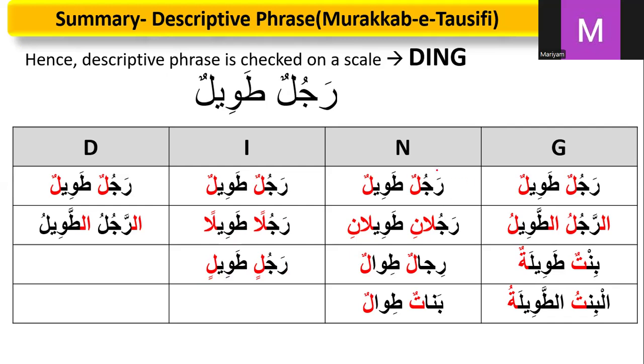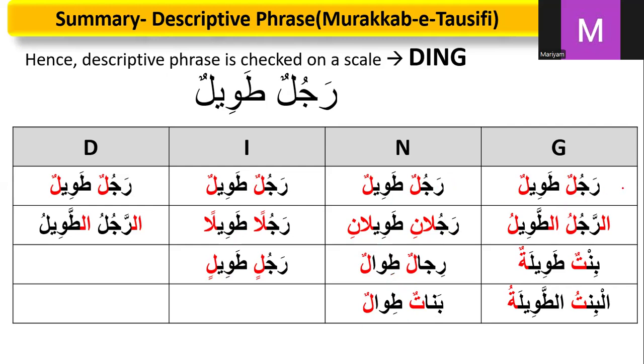Now the numbers, as you know: singular, dual, and plural. So the adjective follows the number of the noun. So rajulun tawilun, singular. Rajulani tawilani, dual. Rijalun tiwalun, plural. The same for the feminine. Banatun tiwalun.